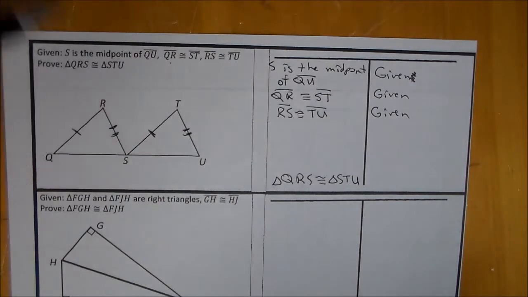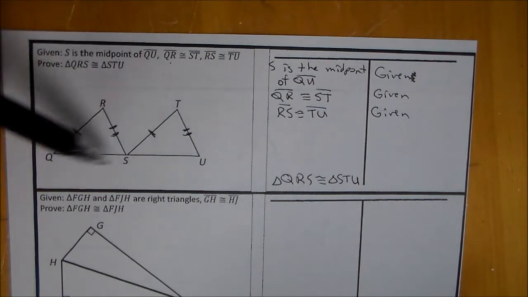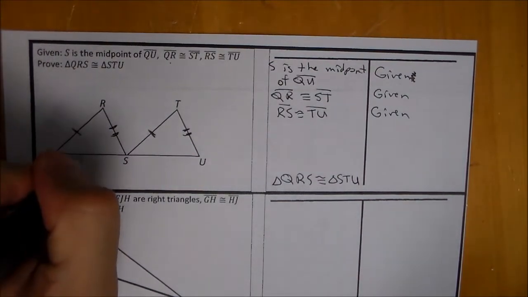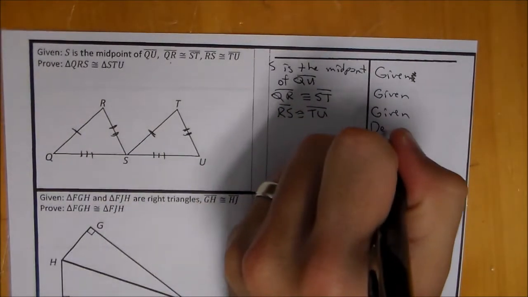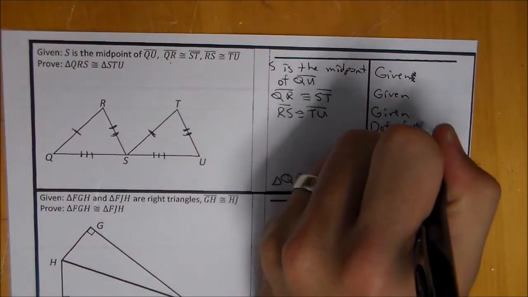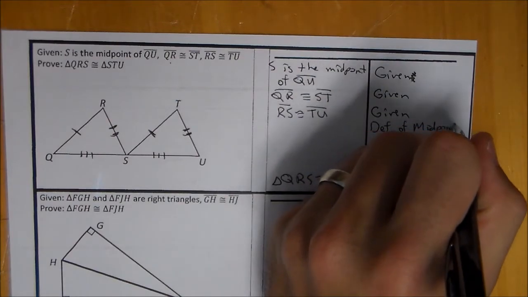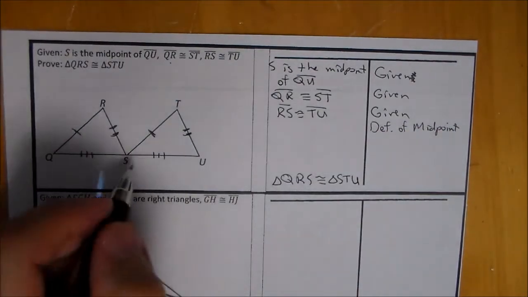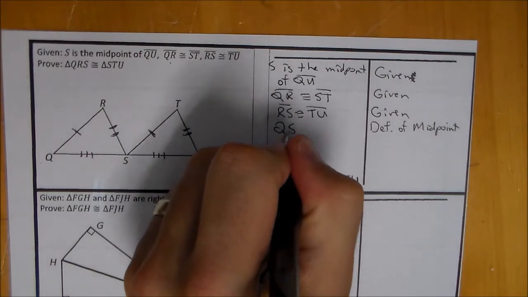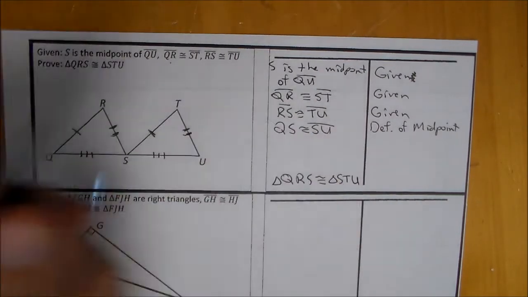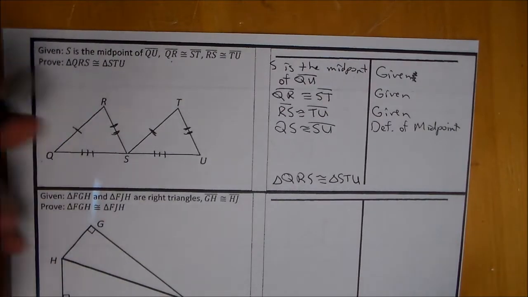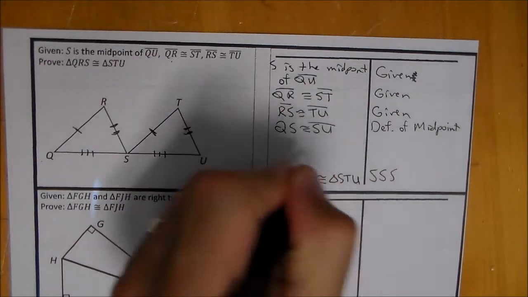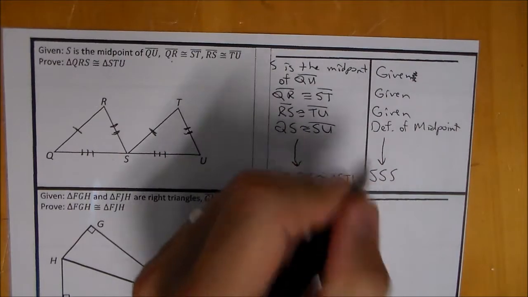Now S is the midpoint of QU, so that tells us that S is in the middle of Q and U. That's also going to give us another congruence, and that's by the definition of a midpoint. And so here I'm going to say that QS is congruent to SU. Now in this case I have three facts. The type of congruence that this is, is side, side, side. I actually kind of left some space there, but it fits together.